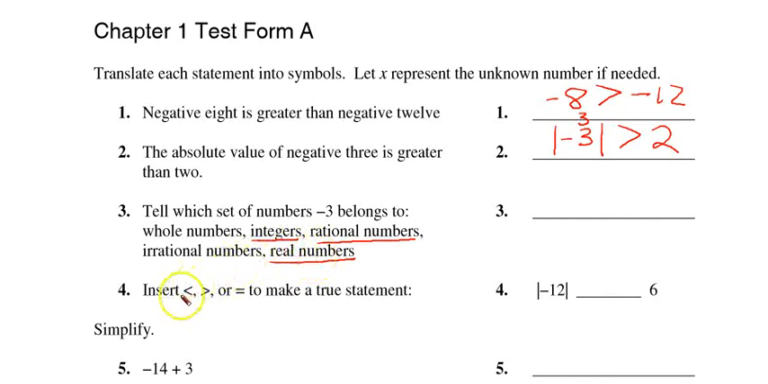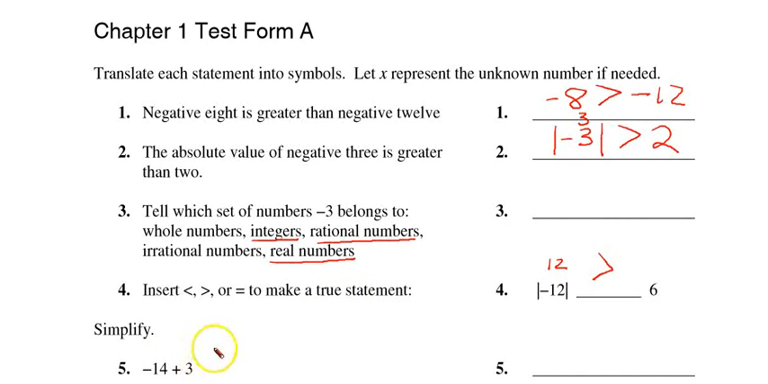So for number 4, we're asked to put these symbols in here to make this statement true. Well, what is the absolute value of -12? A positive 12. So now it's easy. 12 is greater than 6.